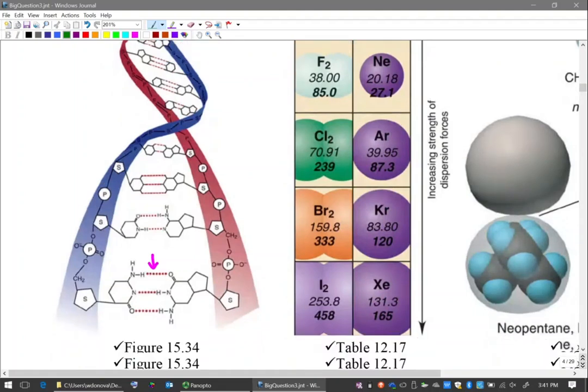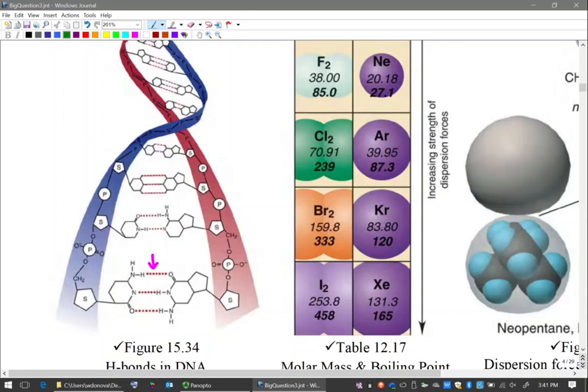Look at iodine. Molar mass 253.8, boiling point 458. Yeah, I mean, we know the boiling point's above room temperature. Actually, and so is the melting point even. It's a solid. Bromine's in the middle, right? Its boiling point is above 298. It's a liquid.